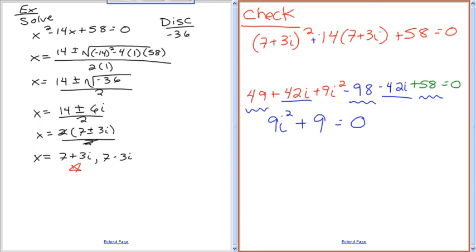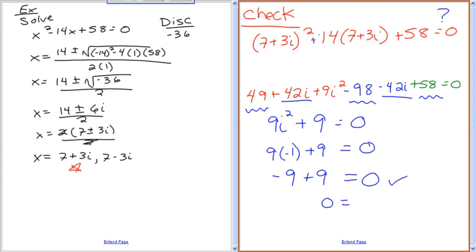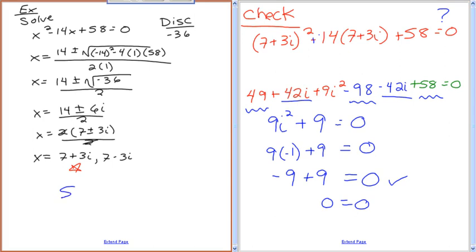i squared, as you already know, equals negative 1. So this now becomes 9 times negative 1 plus 9. That has to equal 0. We're checking that whole equal 0 part along the way. So 9 times negative 1 is negative 9 plus 9. Yep. 0 equals 0. You checked it. It works. Therefore, it's a set containing 7 plus 3i and 7 minus 3i. And that is the solution to our equation.